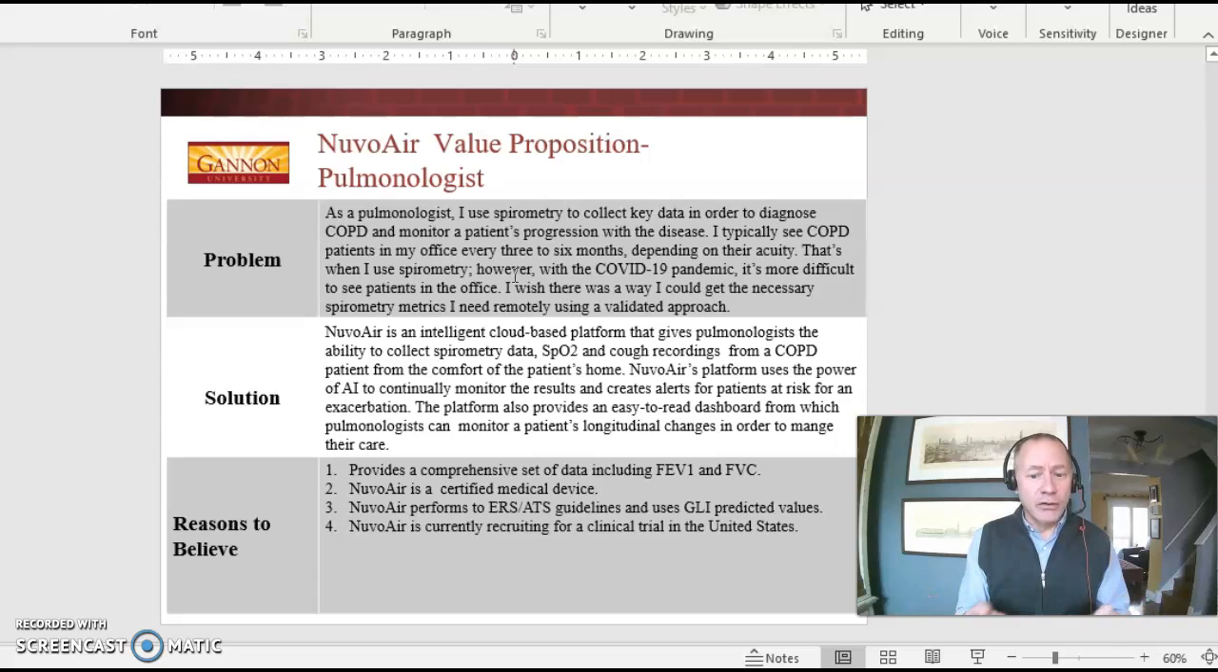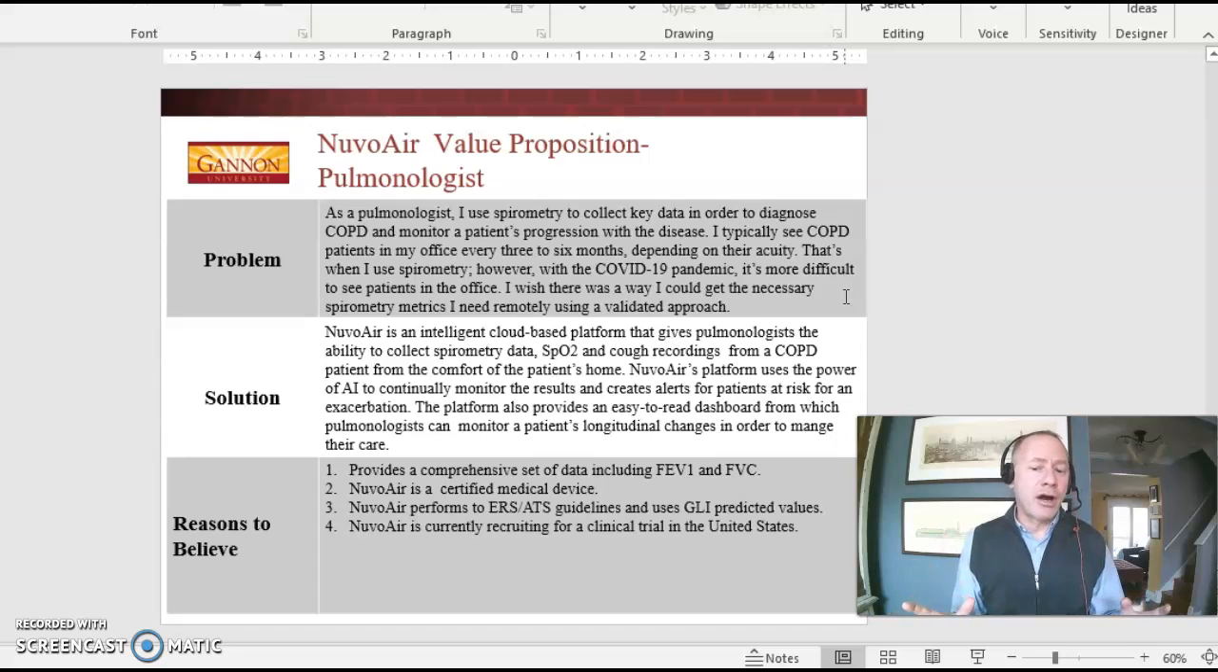And that's going to be critical, and that's why you want to set this up in that format. I typically see COPD patients in my office every 3 to 6 months, depending on their acuity, and that's when I use the spirometry. However, with COVID-19, it's more difficult. Here comes the problem, right? These are the things I generally do.